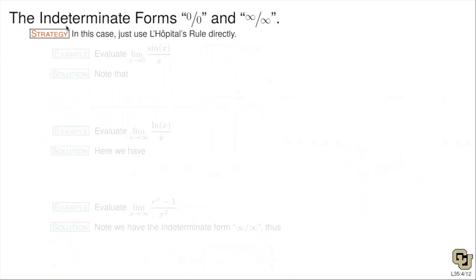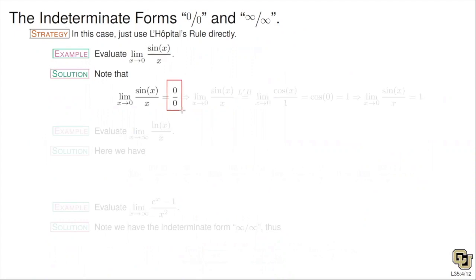So for L'Hopital's rule, it's a limit problem. And when you try to apply the limit, if you get 0 over 0, then we can try L'Hopital's rule immediately. So what does that mean? I'm going to take the derivative of the numerator. So here, derivative of sine is cosine. And then divide that by the derivative of the denominator, derivative of x is 1. And then now take the limit.